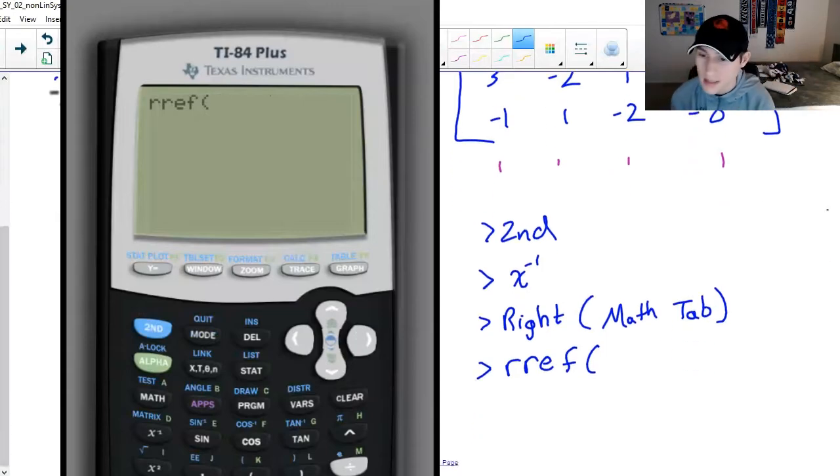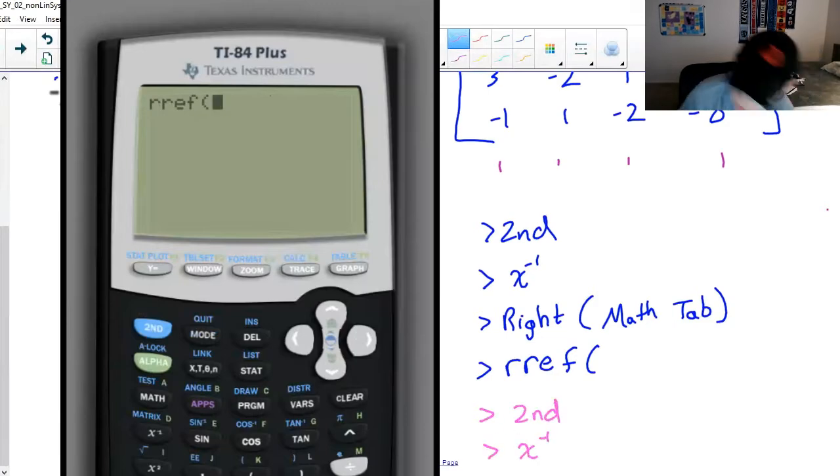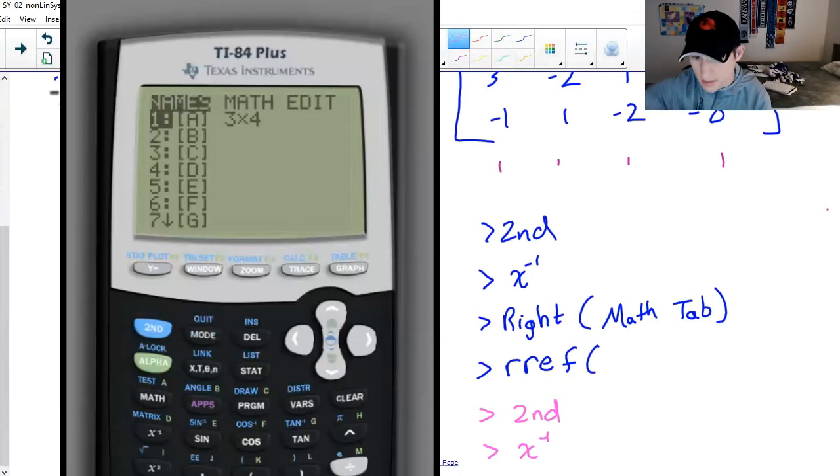And now what I want is to put that matrix A inside of there. So I need to go to that matrix page. The way that we get to matrix is we go second, x to the negative first. So it brings up this same page. We've gone to this every time in each step.